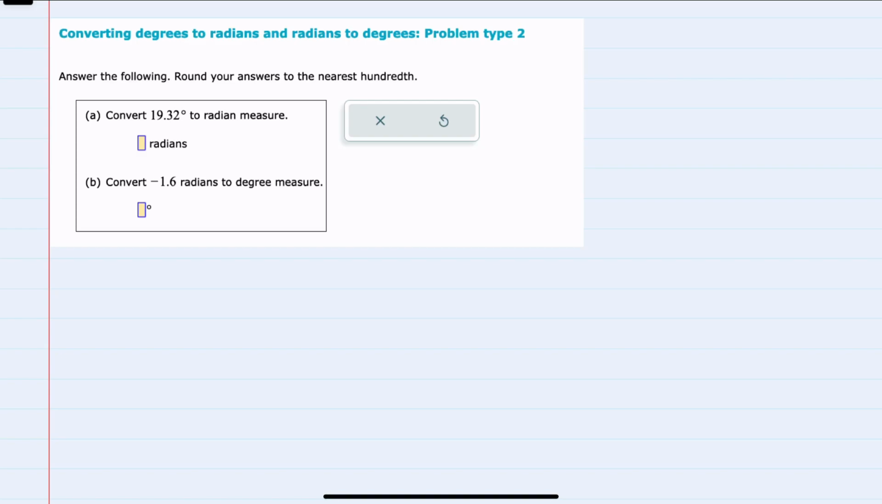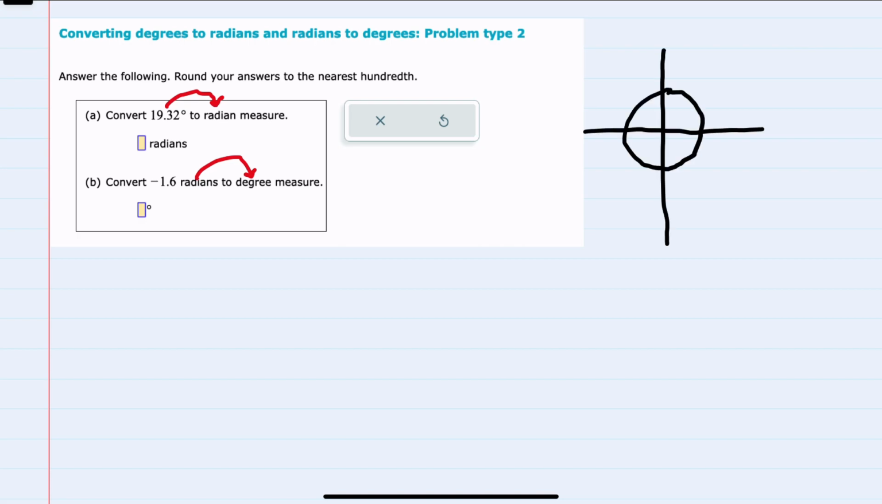In this video, I'll be helping you with the ALEKS problem type called converting degrees to radians and radians to degrees, problem type 2. Here we're asked to do conversions in two directions. In part A, we're going from degrees to radians, and in part B, from radians to degrees. And for both conversions, we'll need a conversion factor.